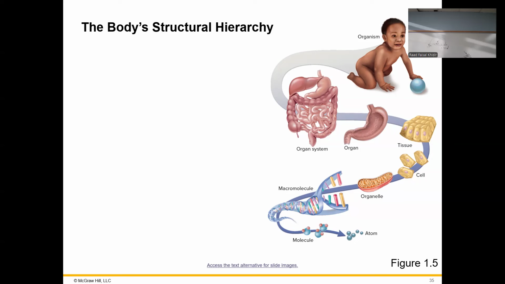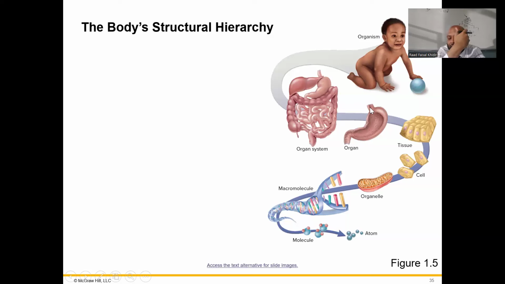So do you see now? The atoms give us the molecules, give us macromolecules, then organelles, then cells, and cells together aggregate to give us a tissue, give us an organ, multiple organs connected together give us an organ system, and the organ system gives us an organism.